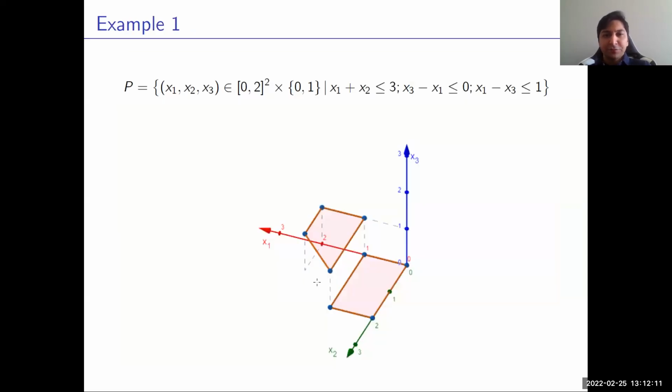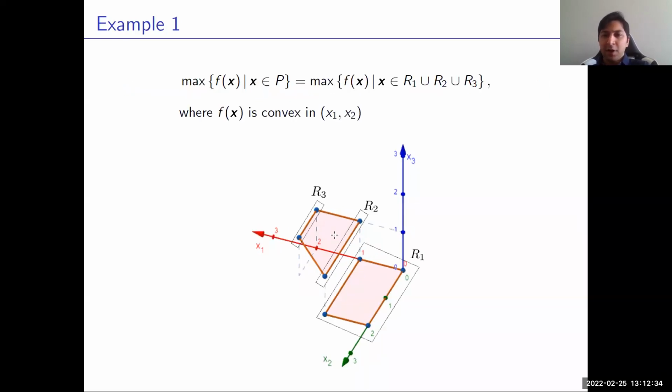I illustrate this result with this simple example. We have a set P with three variables, x1 and x2 are continuous, and x3 is binary. And we have three linear side constraints. The feasible region is shown in this picture, these two pink pieces, the bottom piece and the top piece. Applying the previous theorem, we obtain a rectangular decomposition with respect to these three hyperrectangles. R1 completely covers the bottom piece, R2 the right edge of the top piece, and R3 the left edge of the top piece. Applying the result of the theorem, it means that for every function f(x) that is convex in x1 and x2, we will have that max of f(x) over P is equal to max of f(x) over the union of these three hyperrectangles.